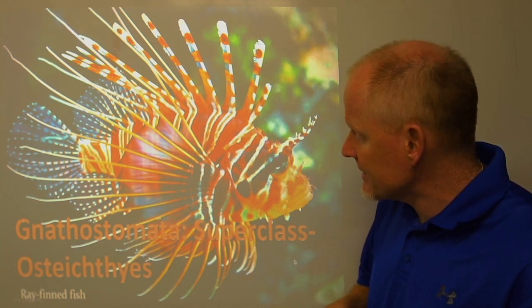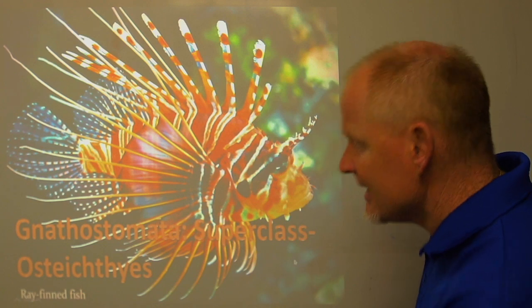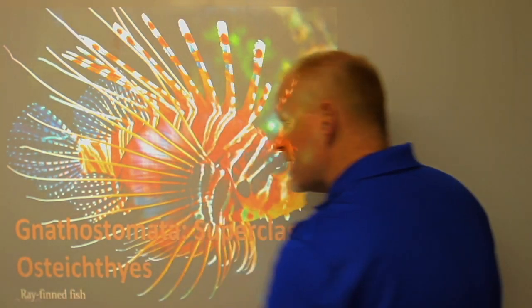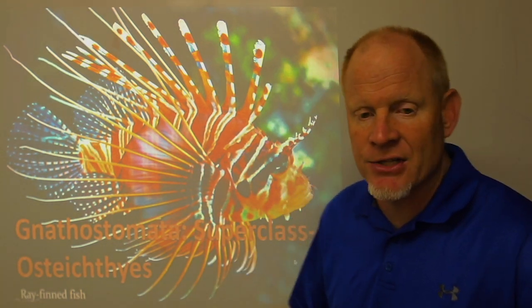But let's talk about superclass Osteichthyes. So oste means bone, ichthyes means fish. So now these are bony fish. They're going to develop an endoskeleton, the skeleton on the inside, that's not cartilage anymore, but is actually made of bone.